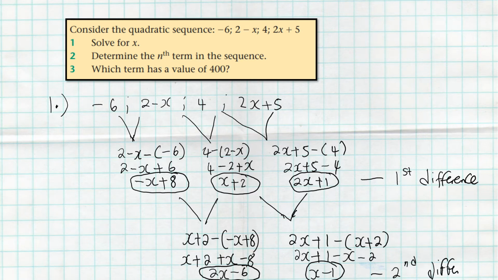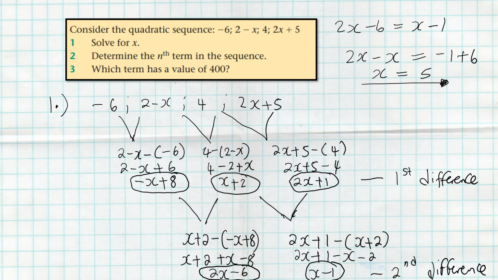How do I solve for x? We know this is a quadratic sequence, and the second differences are the same. So they are equal. So I'm just going to say 2x minus 6 is the same as x minus 1. Can group 2x minus x, then minus 1 plus 6. Then 2x minus x is x, it's going to be equal to 6 minus 1, which is 5. Then our x is 5. So that's basically how we solve for x if we're given a quadratic sequence in terms of x.